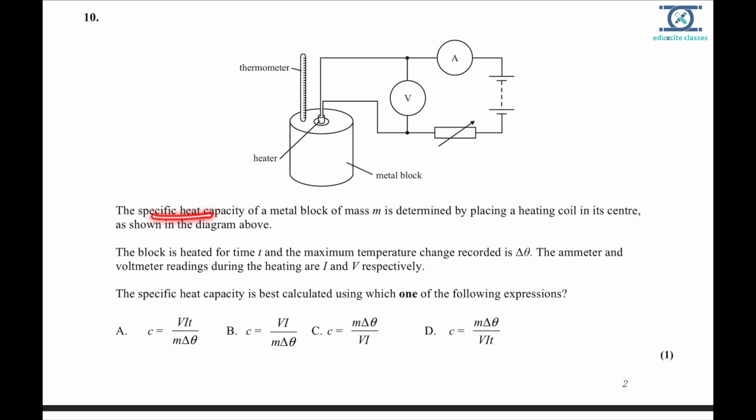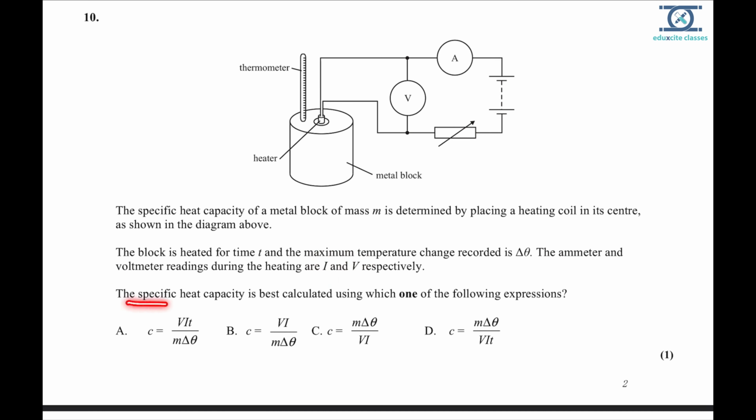Now question number 10. The specific heat capacity of a metal block of mass m is determined by placing a heated coil in its center, as shown in the diagram. The block is heated for time t and the maximum temperature recorded is delta T. The ammeter and the voltmeter readings are I and V respectively, as shown in the diagram.